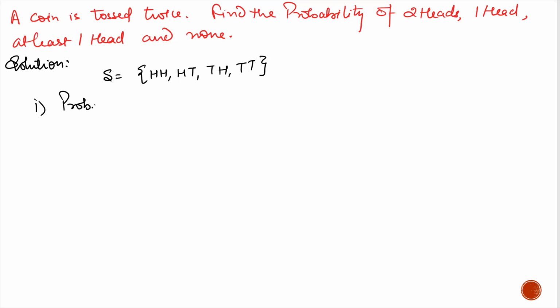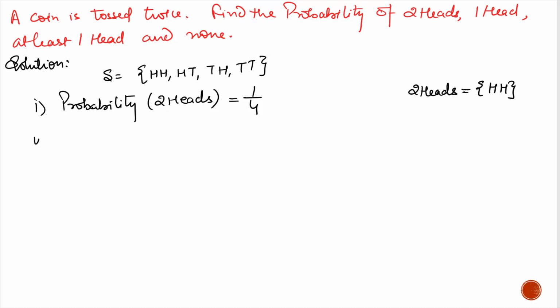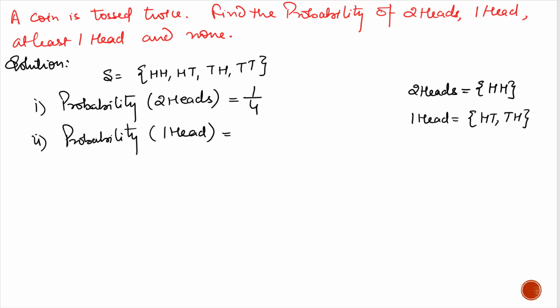Starting with the first point, probability of 2 heads. The number of events favorable to 2 heads is only head head. So 1 event. So the required probability is 1 by 4. Next, probability of 1 head. 1 head means either head tail or tail head. So we have 2 events. So the required probability is 2 by 4.